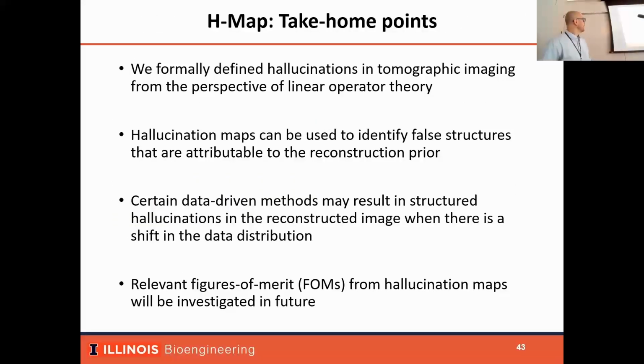So I think I need to end now. Just for the summary of these hallucination maps, we formally defined hallucinations in tomographic image reconstruction from the perspective of linear operator theory. These maps can be used to identify false structures that are attributable to the reconstruction prior. Certain data-driven methods may result in structured hallucinations when there's a shift in the data distribution. And you could imagine that this opens up the door for also computing new figures of merit based on hallucination maps. So for example, I'm just throwing this out there, we haven't done it, but you could imagine computing probabilities of hallucinations and then using that to compare reconstruction methods.